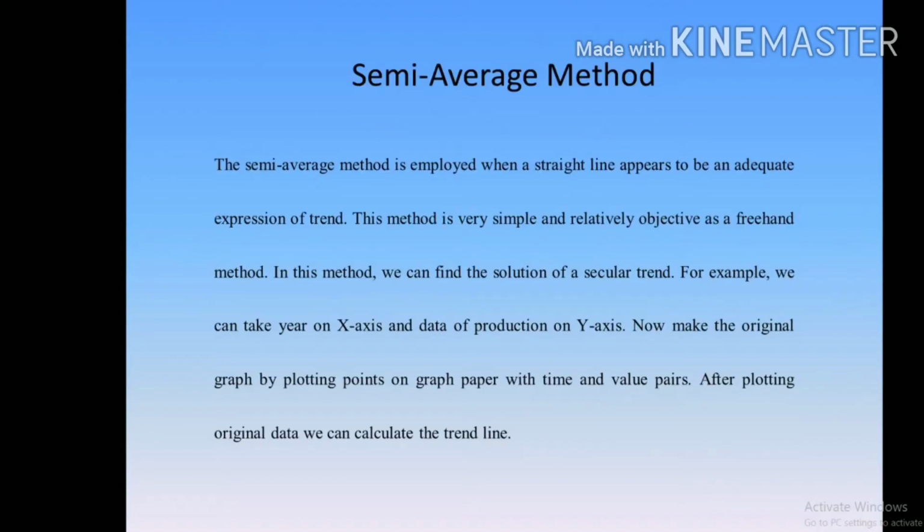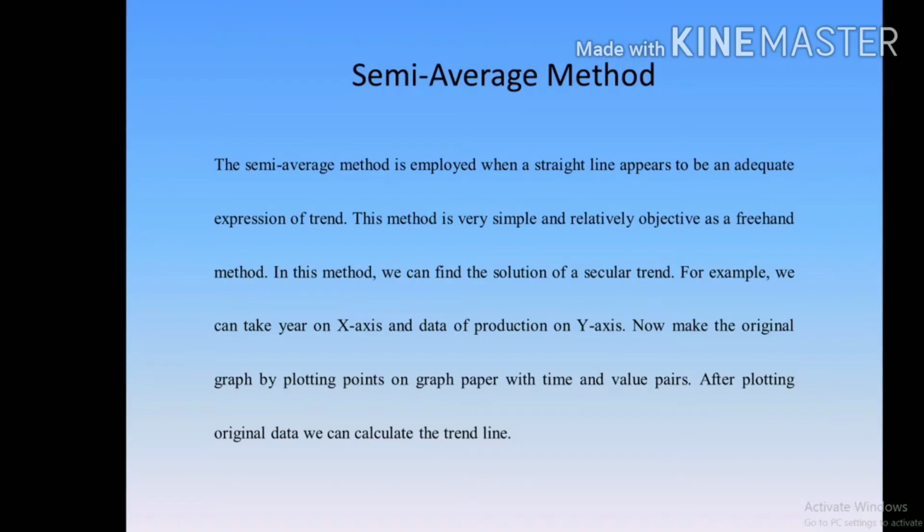Semi-average method. The semi-average method is employed when a straight line appears to be an adequate expression of trend. This method is very simple and relatively objective as a freehand method. In this method, we can find the solution of a secular trend. For example, we can take year on the x-axis and data of production on the y-axis. Now make the original graph by plotting points on graph paper with time and value pairs. After plotting the original data, we can calculate the trend line.